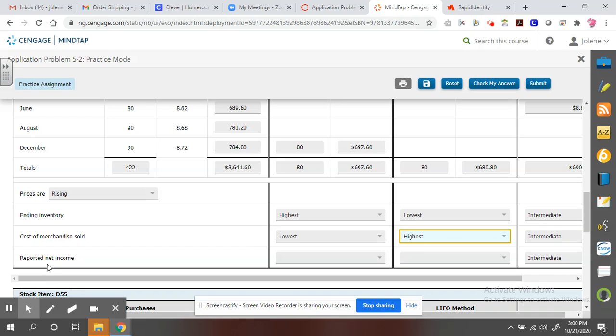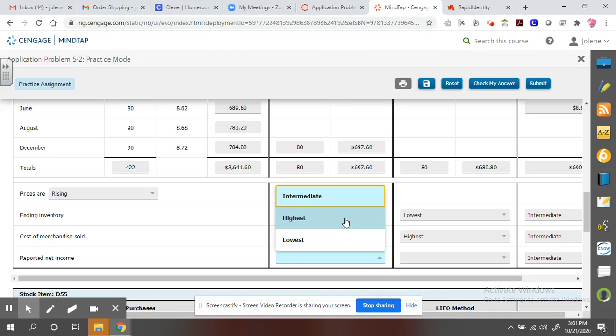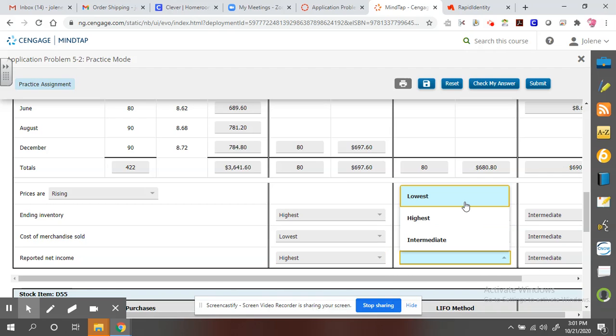Now, reported net income. If my prices, what I sold, were the lowest, then my profit is going to be the highest. And if my cost is the highest, then my profit is going to be the lowest. You can't have a high and high. It doesn't work that way.